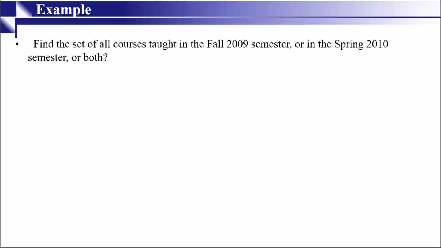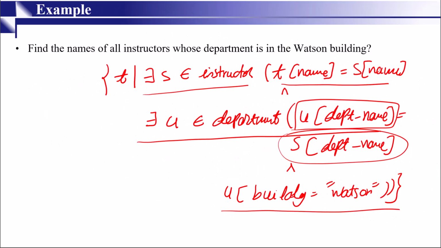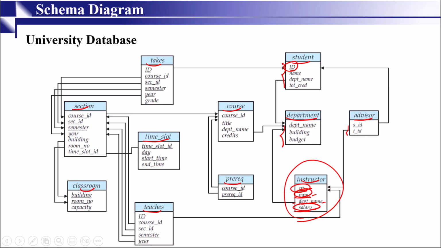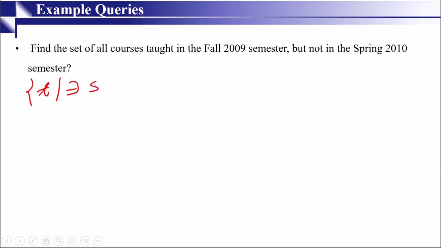Next, find the set of all courses taught in 2009 fall semester or spring or both, right? We did it on other cases. So just we want courses. That's why we write here course. Then there exists A, S, Y, B, R, T. These are in section. So if we go to our tables, section table, you can see C, S, S, Y, B, R. So these are these attributes.